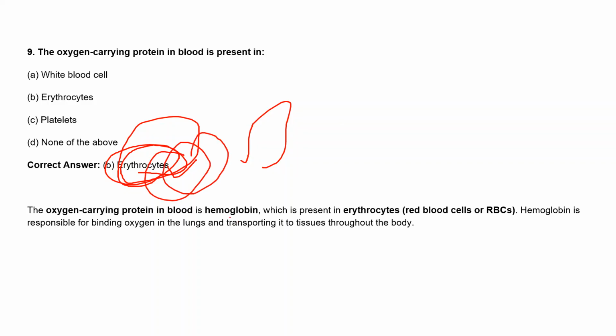We call it hemoglobin, which has four globin proteins bound to a pigment molecule called heme, which also contains an atom of iron. So this RBC, the erythrocyte, has hemoglobin, which is responsible for oxygen binding capacity, binding oxygen in the lungs and transporting it to the tissues throughout the blood.